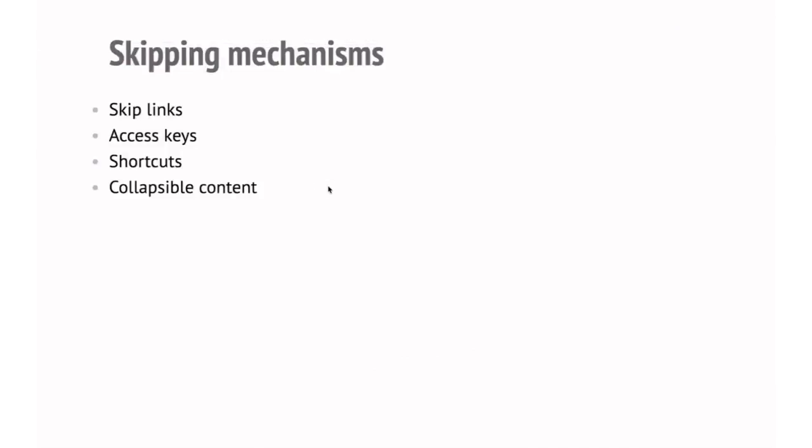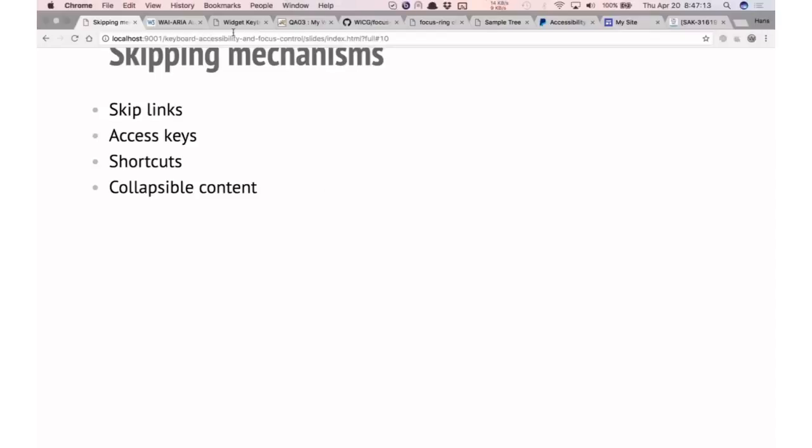But yeah, collapsible content is a useful skipping mechanism as well. If you have a lot of links in a pane on your page, you could just say, okay, well, you can collapse that whole pane, and then the keyboard user won't have to deal with it.